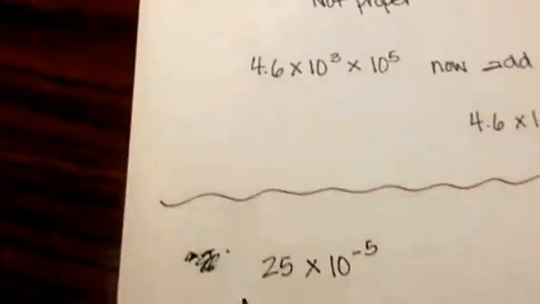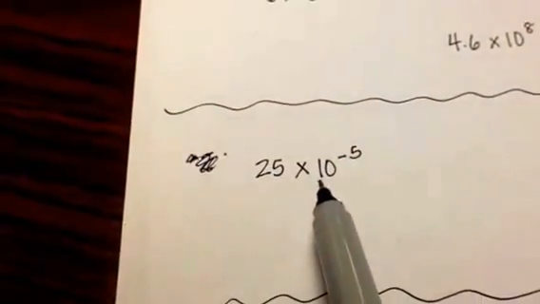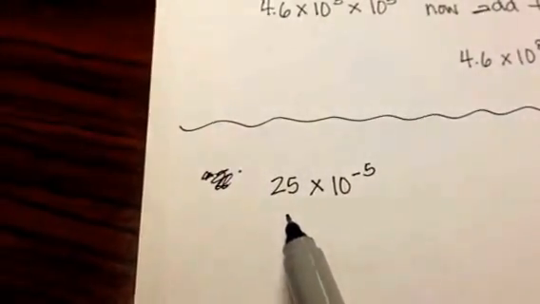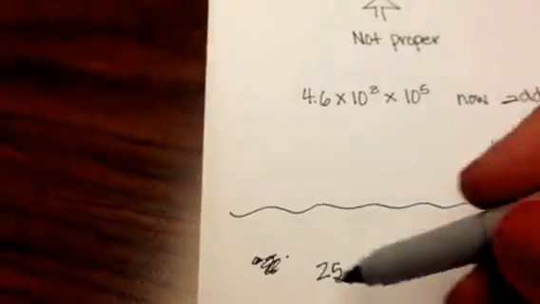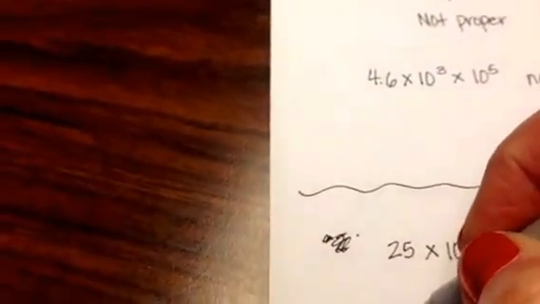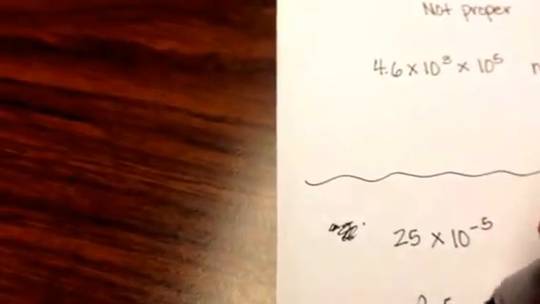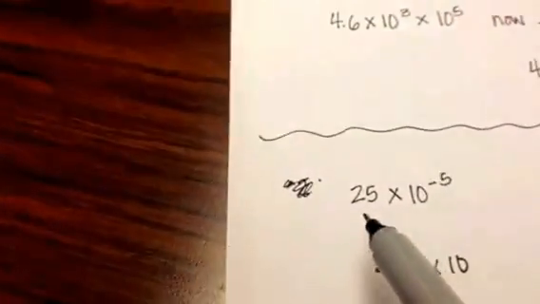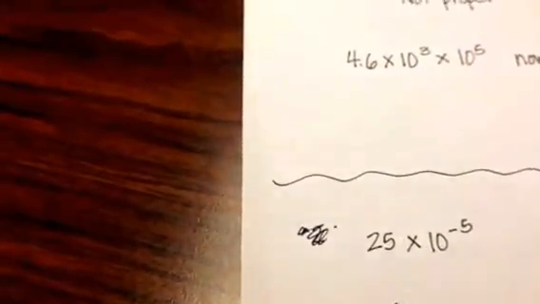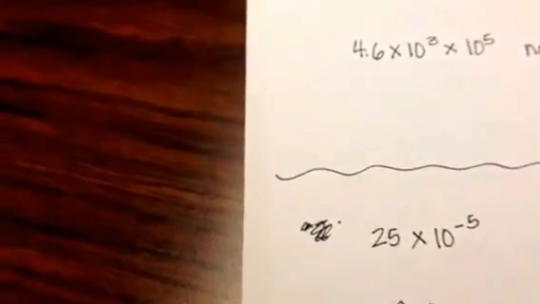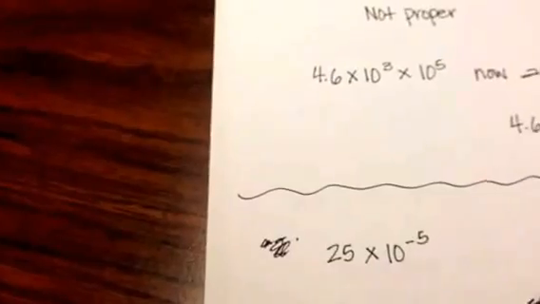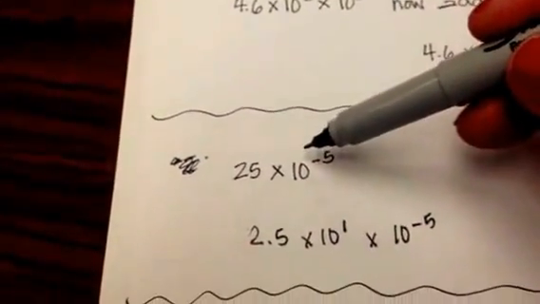All right, so look at this next one. 25 times 10 to the negative fifth. What? Is that proper? No, it is not. We don't want a two-digit number. So 25 is actually 2.5 times 10 to the what? I just want it to move over 1. It'd be 25, right? So times 10 to the 1. Now I'm going to write times 10 to the negative fifth from my original equation.